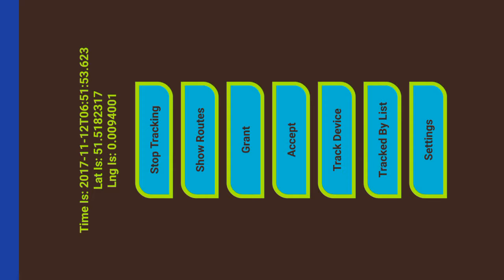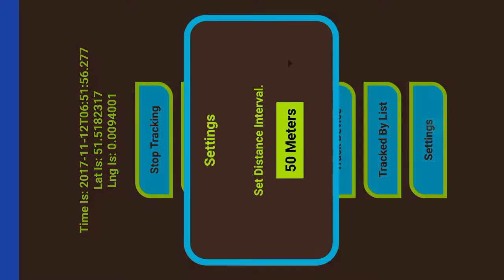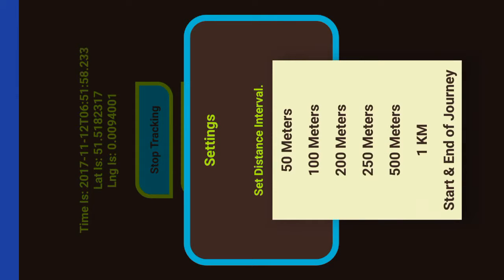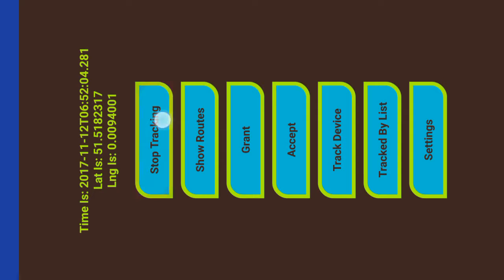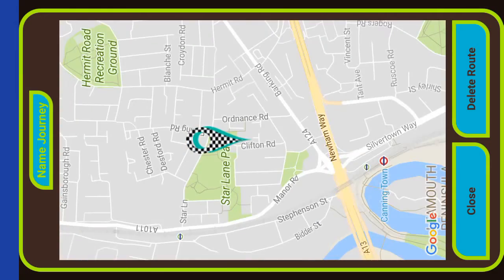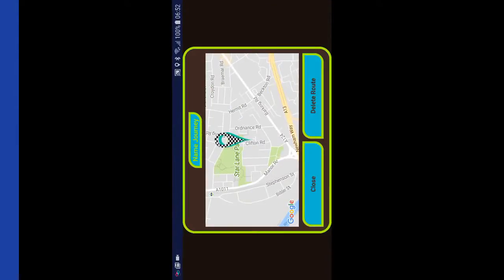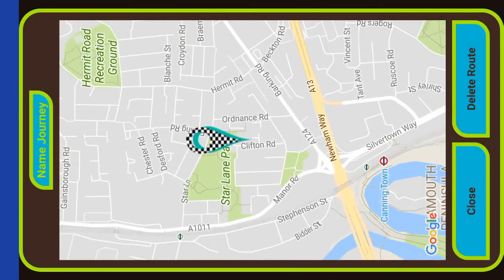Now the distance between those points can actually be adjusted by clicking the settings here. And that's quite self-explanatory, 50 meters up to 1 kilometer or start and end of journey. So we'll click on Stop Tracking now. That's now stored a route. I'm going to click on Show Routes, because there's only one route, it will go straight to the route there. Again, full screen rotation is supported, and that's the location of the route we actually just stored. It's only 2 points there because obviously we haven't actually moved around.